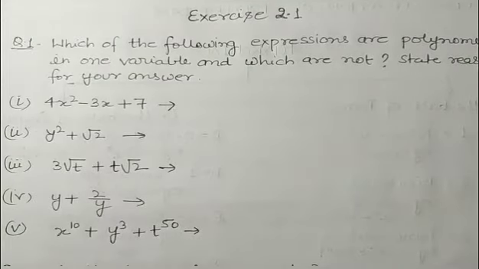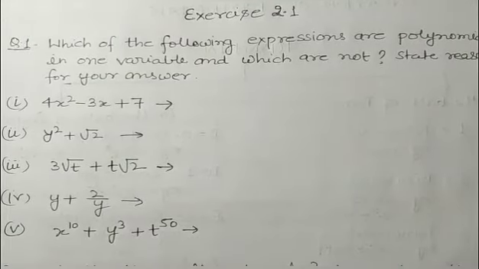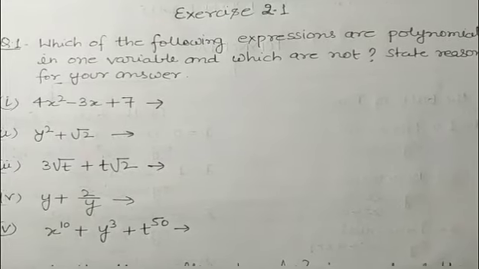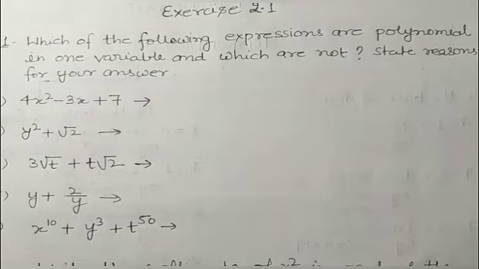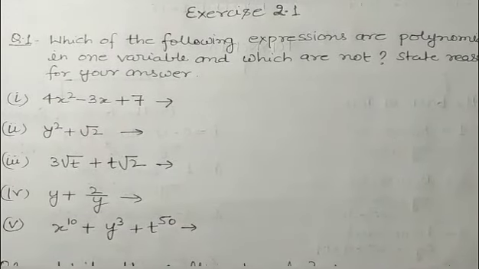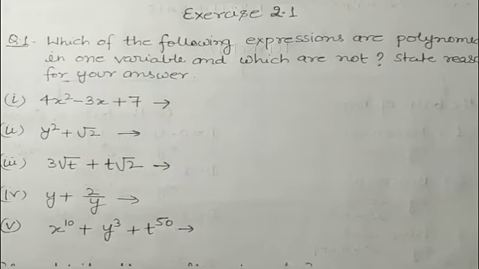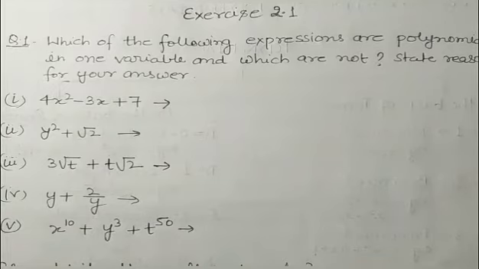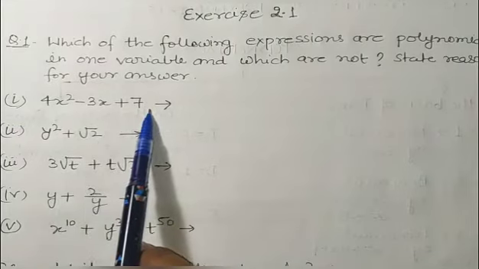Now students, we'll see exercise 2.1. The first question of exercise 2.1 is: which of the following expressions are polynomials in one variable and which are not? State reasons for your answer. Let us see, students. The first part is 4x square minus 3x plus 7. Here you have to tell whether these are polynomials in one variable or not, with your reason.